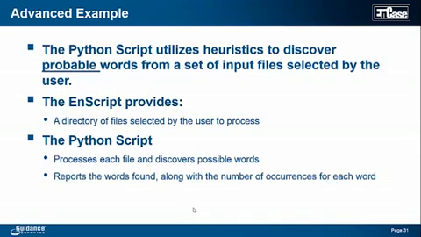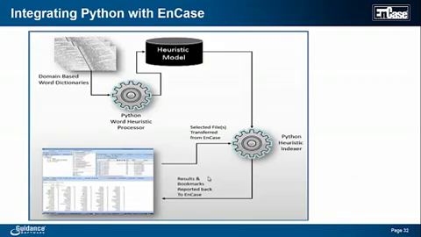And it's going to finally report the words found along with the number of occurrences of each word. It'll also produce an alphabetic list, but the first list it's going to produce is a ranked list by the number of occurrences of a particular word for each of the files that it's going to process.